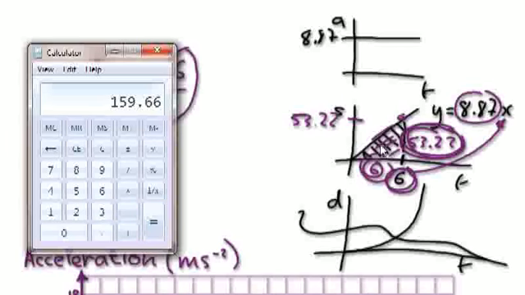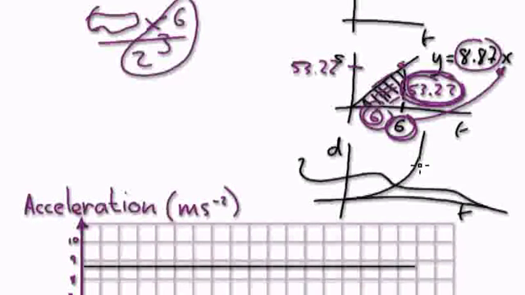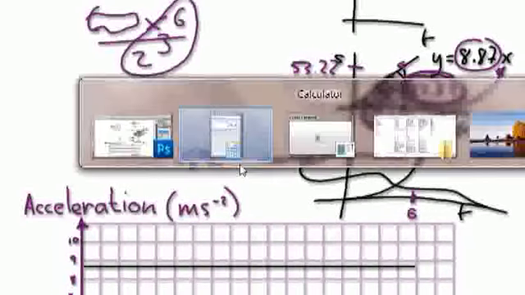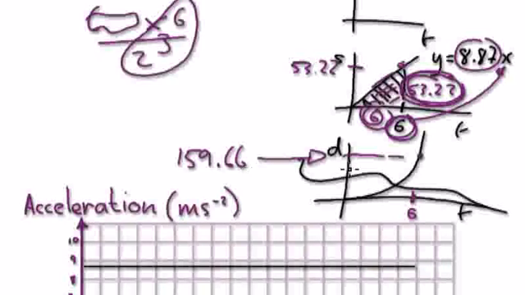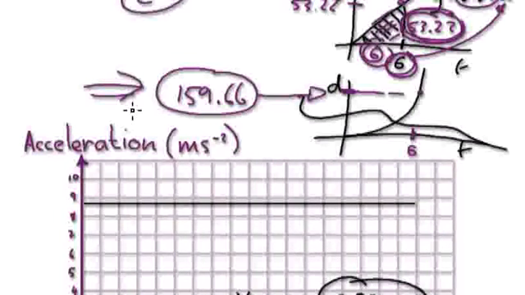So the distance traveled after 6 seconds will be 159.66. After 6 seconds, the height here represents the distance traveled after 6 seconds. So this here is your answer, and the answer would be in meters.